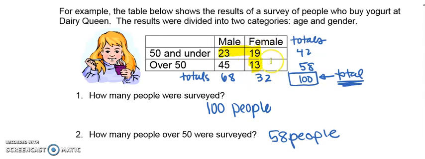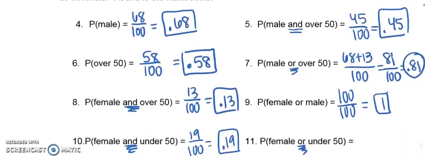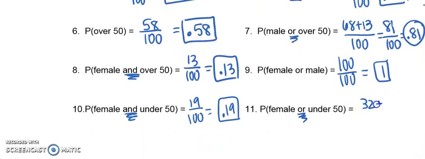So it's all the females, which is 32, and then also another 23 people. So 32 plus another 23 people out of 100. So this is going to be 55 over 100, so 0.55.